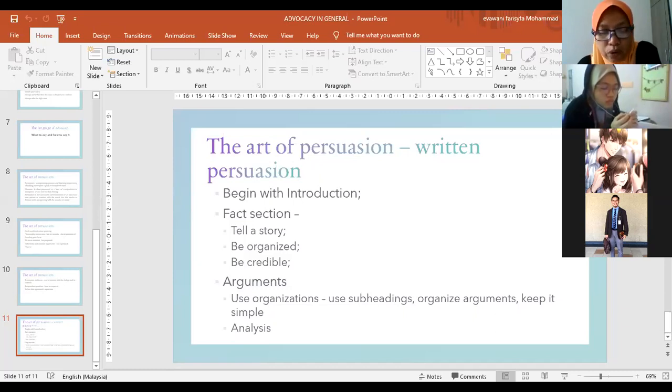Among the topics I'm supposed to give to you are advocacy in general, language of advocacy, skill of persuasion, basic etiquettes, introducing and addressing parties, addressing the judge. Tapi pada saya, introducing and addressing parties together with addressing the judge, itu something yang practical that you have to do in practice.